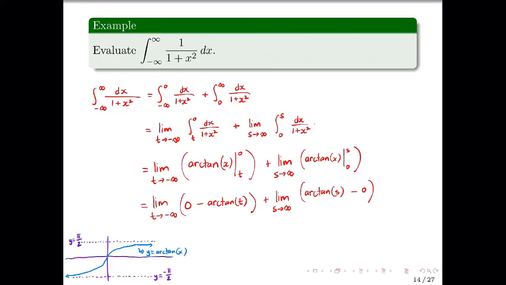So what does this mean? As your t, or as your x goes to negative infinity, the value of arctan will only approach negative pi over 2. And as your x goes to plus infinity, the value of arctan of x will just go to pi over 2. So in here, we'll just have negative of negative pi over 2 plus pi over 2, and this is equal to pi. So this is the value of this improper integral, negative infinity to plus infinity of dx over 1 plus x squared.